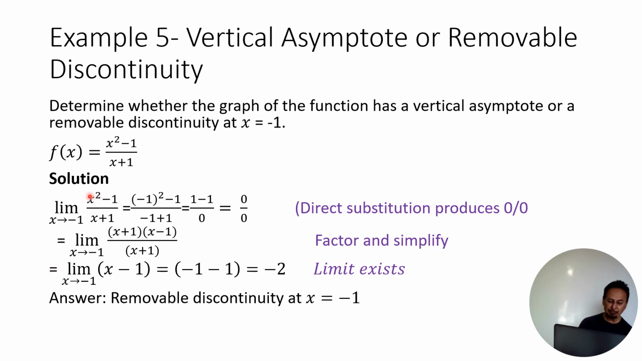So we simplify, factor and simplify. So what are the factors of x squared minus 1? Well, those are x plus 1, x minus 1, and x plus 1 is not factorable. Now you can cancel out these x plus 1s and you have the limit as x approaches minus 1 of x minus 1. Do direct substitution again. So this x becomes negative 1, you have negative 1, so it becomes negative 2. And this is a real number. So therefore we'll say the limit exists, and we also say removable discontinuity at x equals minus 1.